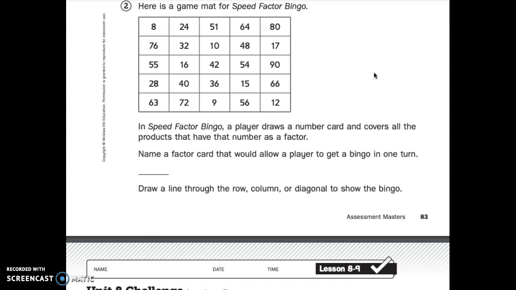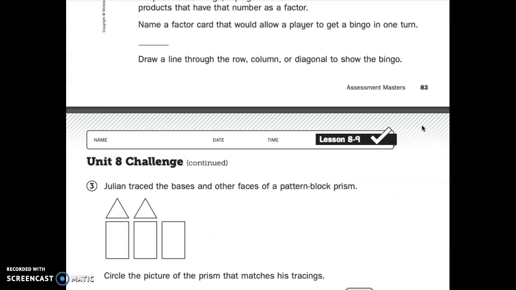Look at the rows, think of what they have as factors, maybe check to see if they're odd numbers or even numbers, or start counting by numbers like 3s and then count by 4s and see if you see any of those numbers in a row. So what one card could I choose and I could get a bingo right away? See if you can figure that one out.